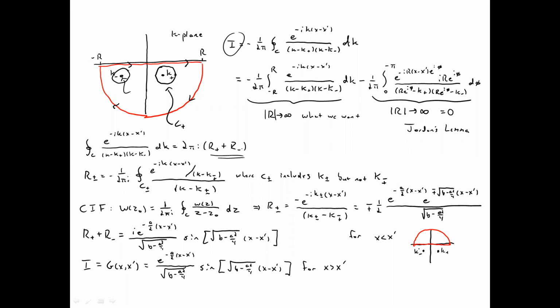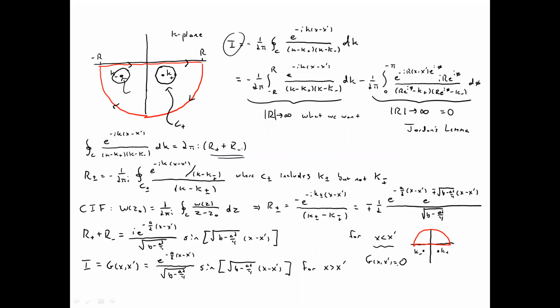What is the integral around that closed contour going to be in this case? Any takers? Is it going to be 0? Why? Because it's analytic. Yes, we're integrating an analytic function on a closed contour, throughout which that function is analytic. So for x less than x prime, G(x, x prime) is 0.